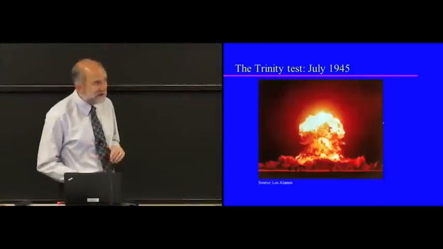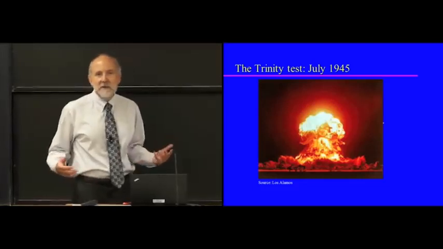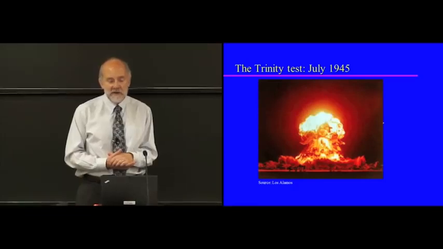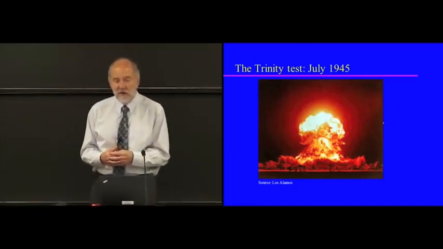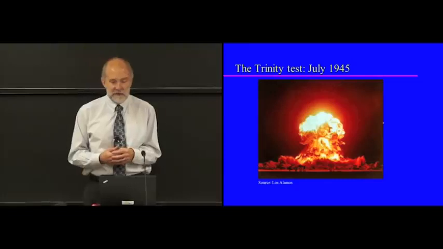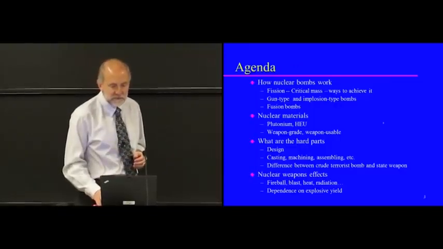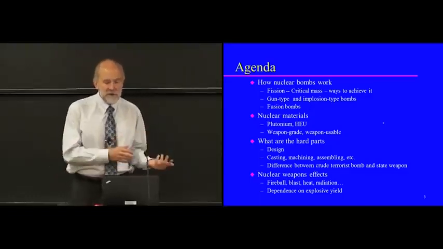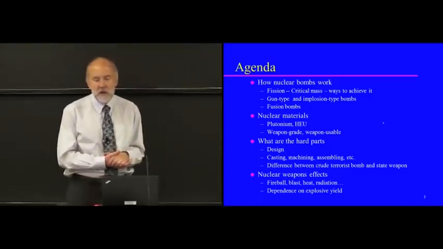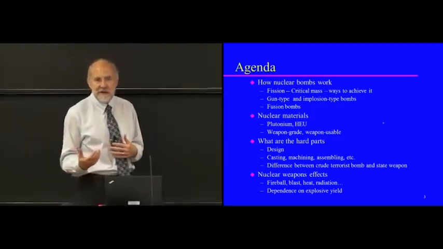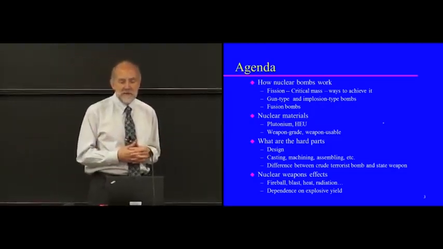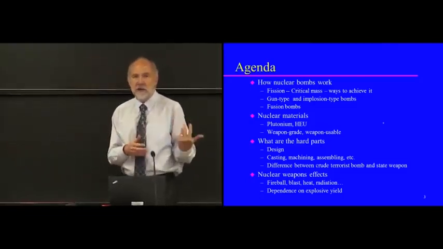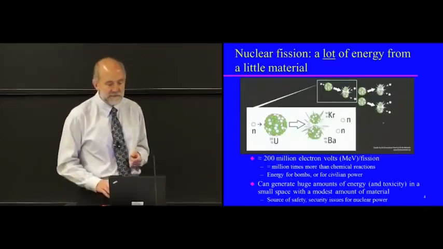First of all, just to remind us what we're talking about, this is an image of the Trinity test, the first ever nuclear explosion. It was a huge ball of flame, unlike anything that had been seen on Earth before. So we're going to talk today about how nuclear bombs work, fission, fusion, the different kinds of nuclear bombs. We're going to talk about the nuclear materials that you can use to make nuclear bombs. We're going to talk about what the hard parts are of making a nuclear bomb. And we're going to talk about nuclear weapons effects.